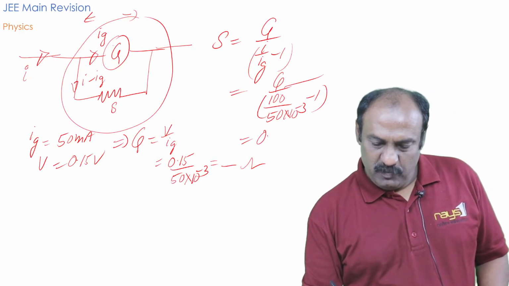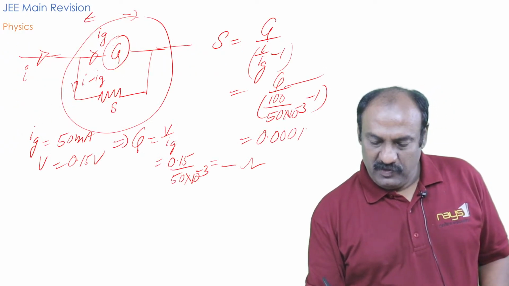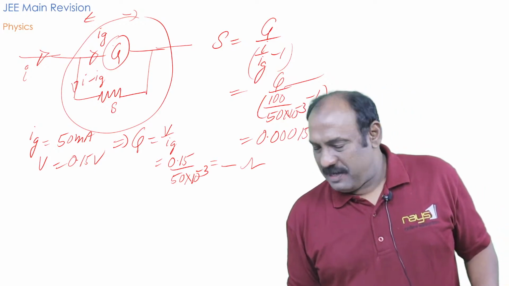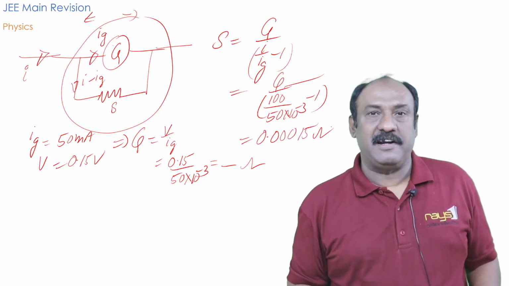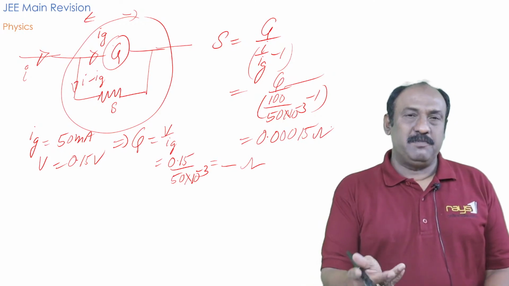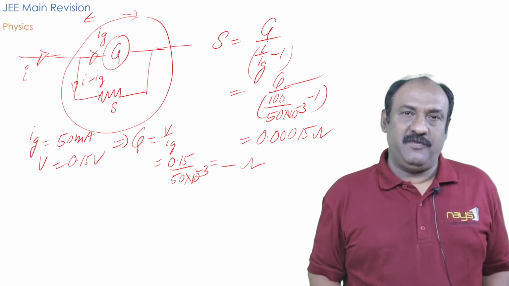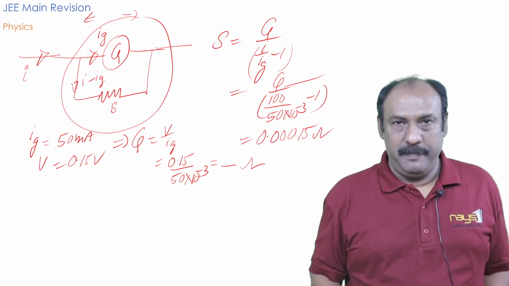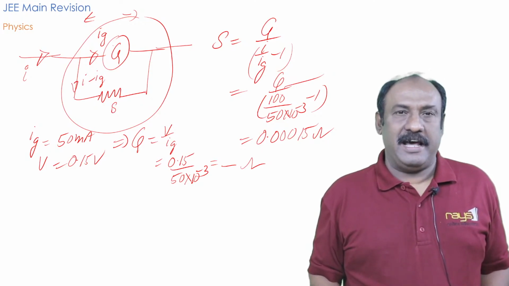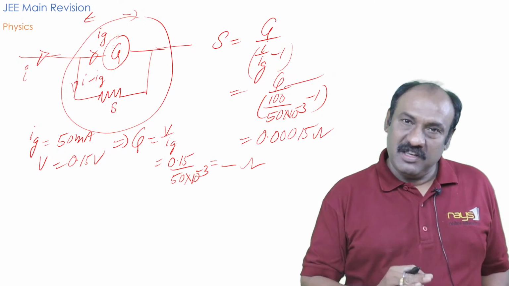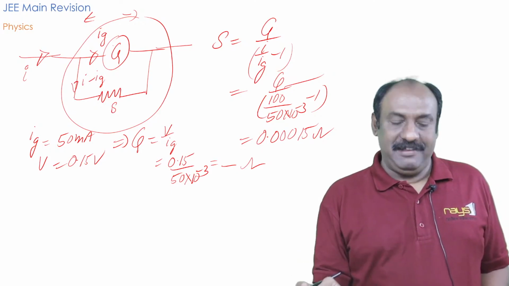0.0015 ohm is the shunt resistance. It is a simple question, but you have to consider that the Ig value is the current for full scale deflection in the galvanometer. It is not the current that flows through the galvanometer. For full scale deflection the required current is Ig.